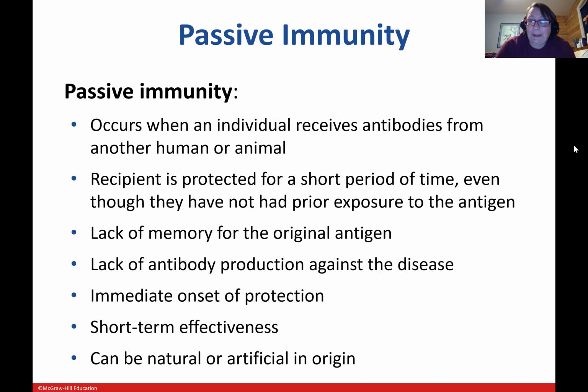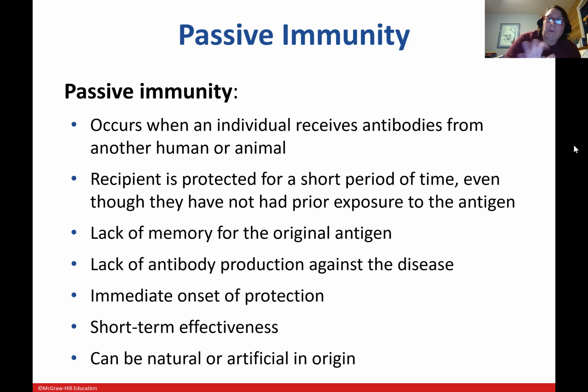Okay, passive immunity occurs when an individual receives antibodies from someplace else, either a human or an animal. The recipient is protected for a very short period of time, even though they have never been exposed to the antigen. Okay. However, this is not the kind of situation where they're going to get any kind of memory for that antigen, okay? Because they have never produced their own antibodies. They've never gone through that whole cycle, which would lead to the production of memory cells, okay? So what you're getting is immediate protection and limited time, okay? So it's a short-term effectiveness. And again, this can either be natural or artificial in origin, okay?